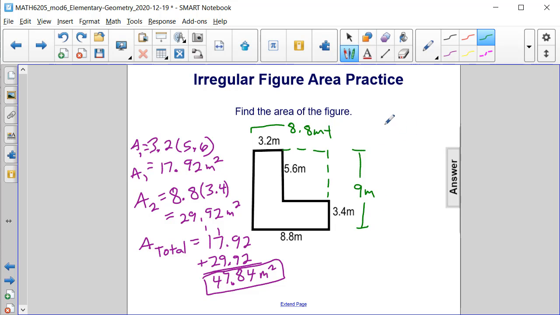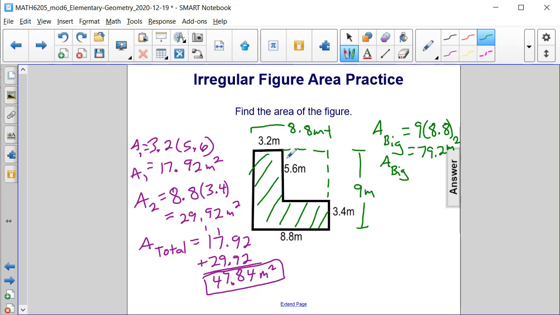So if we multiply to get now the area of the big rectangle, it would be 9 times 8 and 8/10, and that would give us 79 and 2/10 square meters. That's for the area of the big rectangle. And then if we subtract out the area of the smaller rectangle, we'll end up getting the area of this region over here.